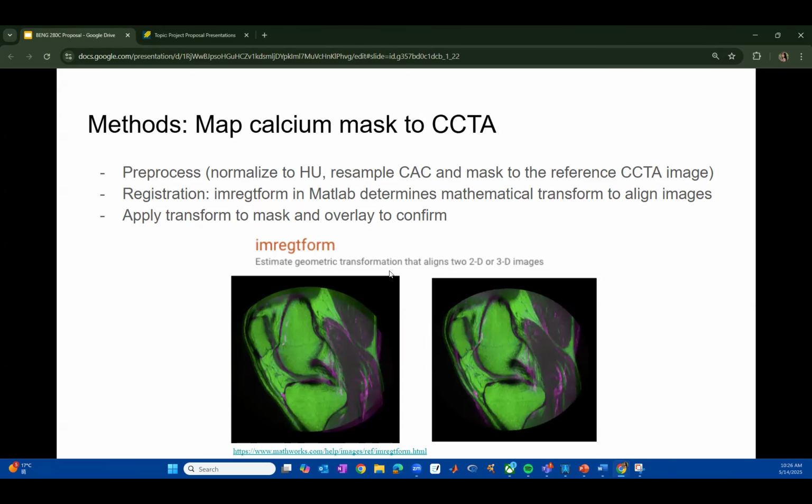So once we have that ground truth library, which includes the calcium segmentations, we then have to align the calcium mask with the CCTA image, like I was mentioning. So after a few pre-processing steps, we're going to use the image registration tool in MATLAB to align the two images. So basically, this tool determines the mathematical transform that's necessary to align a moving image, which for us is that calcium mask, with a baseline image, which in our case is the CCTA image. So we're going to use this tool to properly align the images and then overlay them to determine that the calcium mask is properly mapped to that CCTA image.